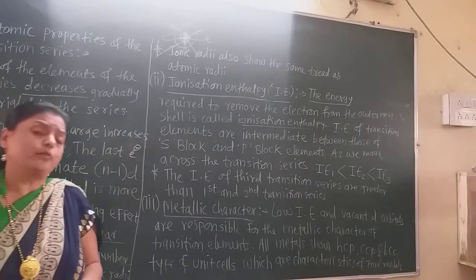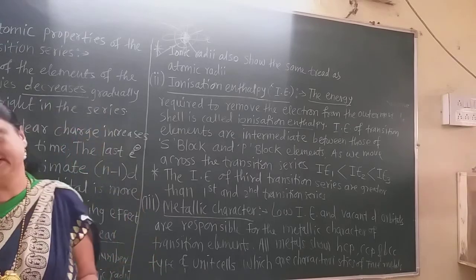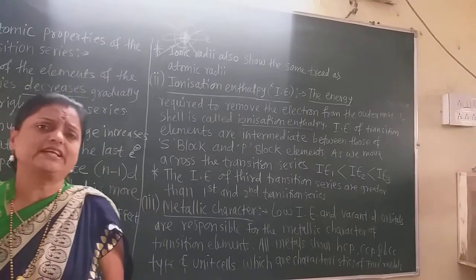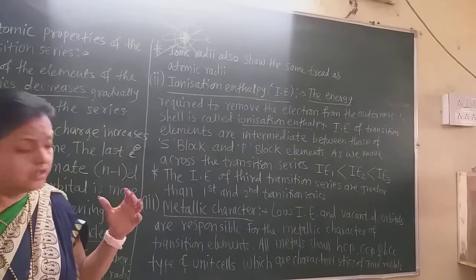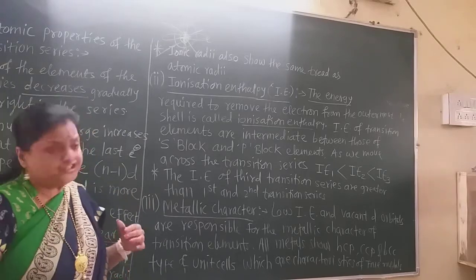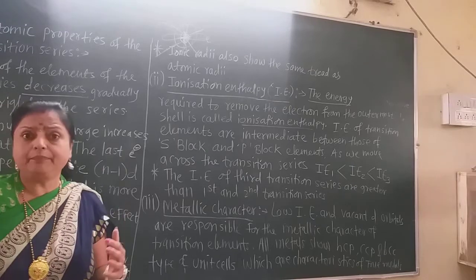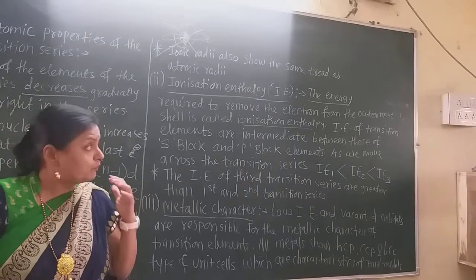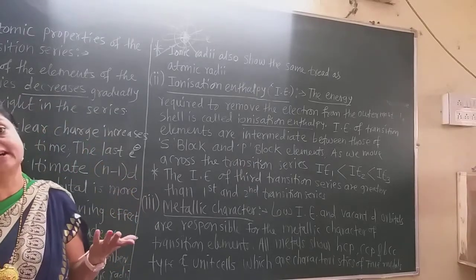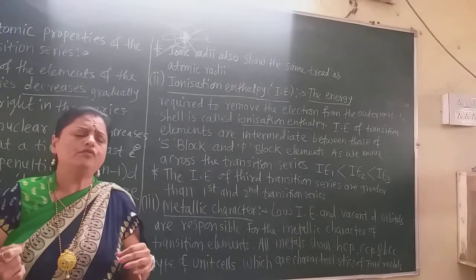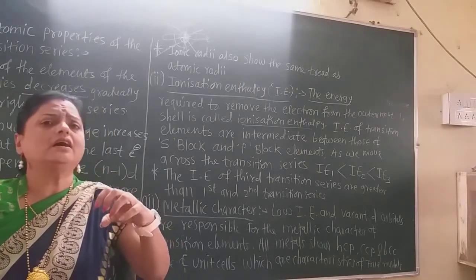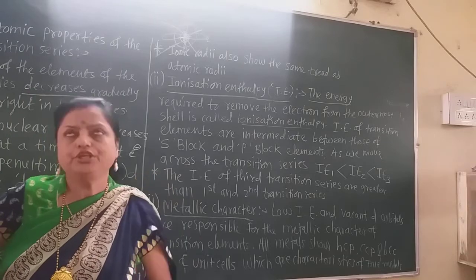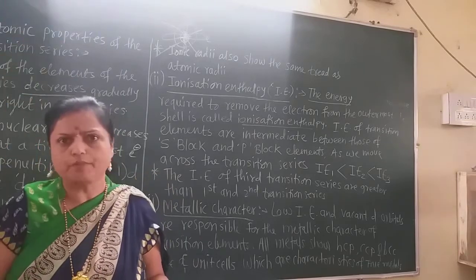And next property is the ionization enthalpy. In 11th standard we learned the definition of ionization enthalpy. In 12th standard the definition is not given, but I give you the definition. What is the ionization enthalpy? The energy required to remove the outermost electron, or an electron from the outermost shell, is called the ionization enthalpy. Now we know that as the size increases, ionization enthalpy decreases. In a group, size always increases from top to bottom, so IP decreases.